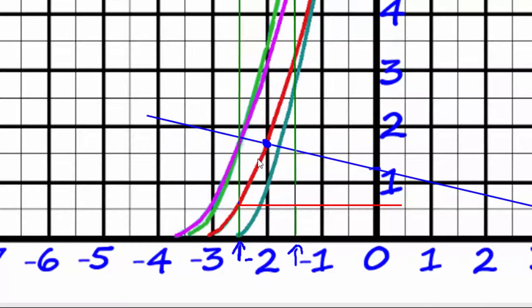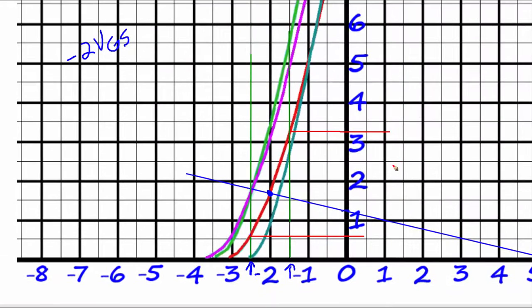And our second point is here. So our current is going to vary between these two points. So that is our delta ID. And between this green line and this green line, that's going to be our delta voltage gate to source.